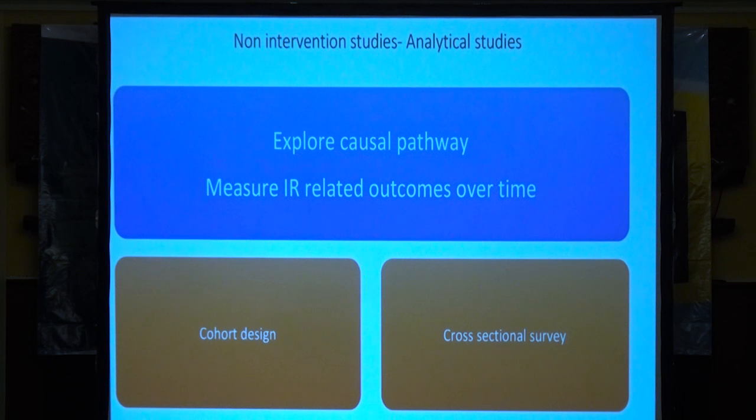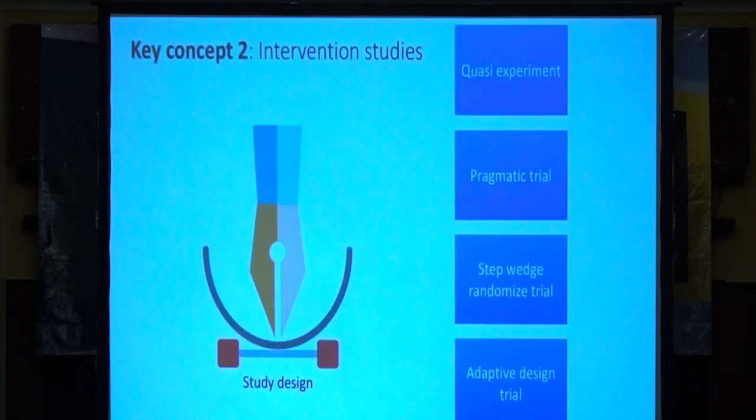So those are the designs where you're doing analysis to see why something may have happened, but you cannot establish causality. So in that sense, these are non-intervention analytical studies. Two major designs are the cohort design, wherein you follow up a group of people over a long period of time. That's your cohort. Or you do a cross-sectional survey at one point in time. Yes? So these are two main designs here. And then, of course, you have your intervention studies. And under intervention, these are the four most common ones, but there are many others. You have the quasi-experiment, a pragmatic trial, a stepped-wedge randomized trial, and an adaptive trial design.